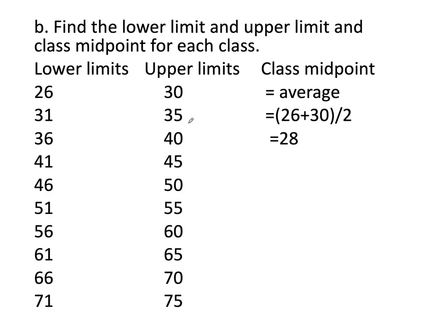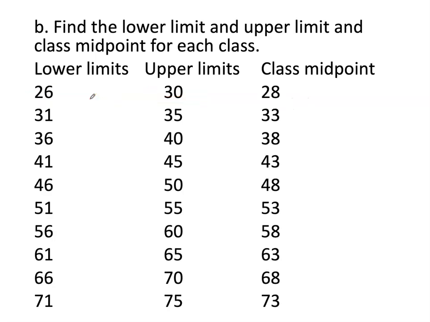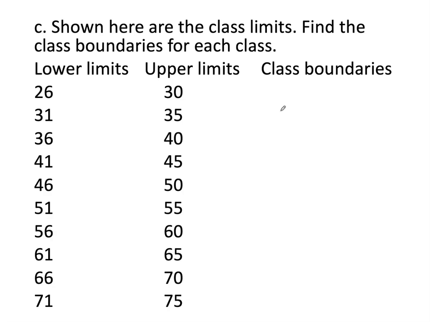Okay, so we want to find the class midpoint as well. The class midpoint is the average of the upper and lower limits. So when you average these, you add them up and divide by 2. 26 plus 30 divided by 2 is 28. 31 plus 35 over 2 is 33, etc. Another easy way to do this is just to recognize that the class midpoints are also going to be 5 units apart. So shown here are the class limits.